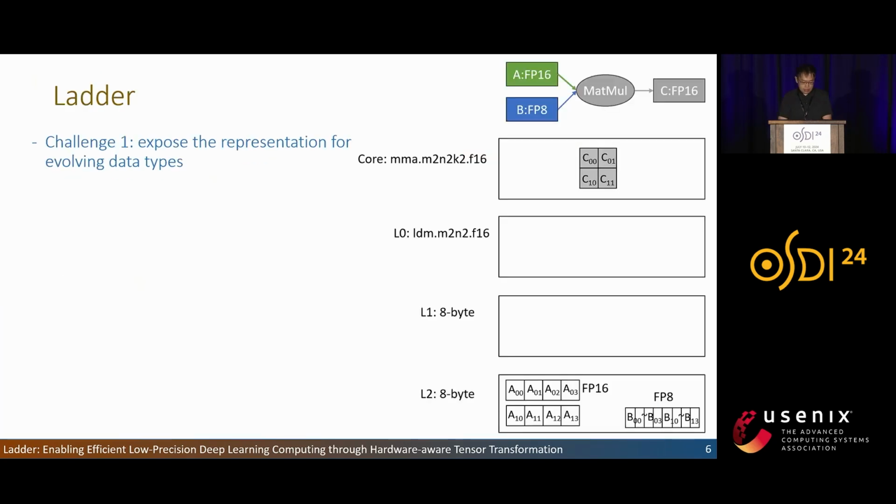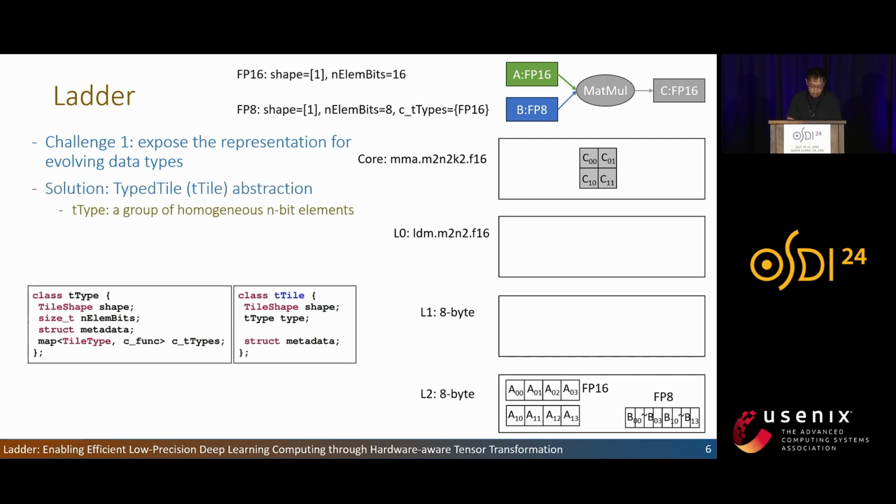Based on these insights, we designed Ladder for efficient low-precision deep learning computing. However, the first challenge is representing the evolving data types. Our solution is a type-tile, or T-tile, abstraction.